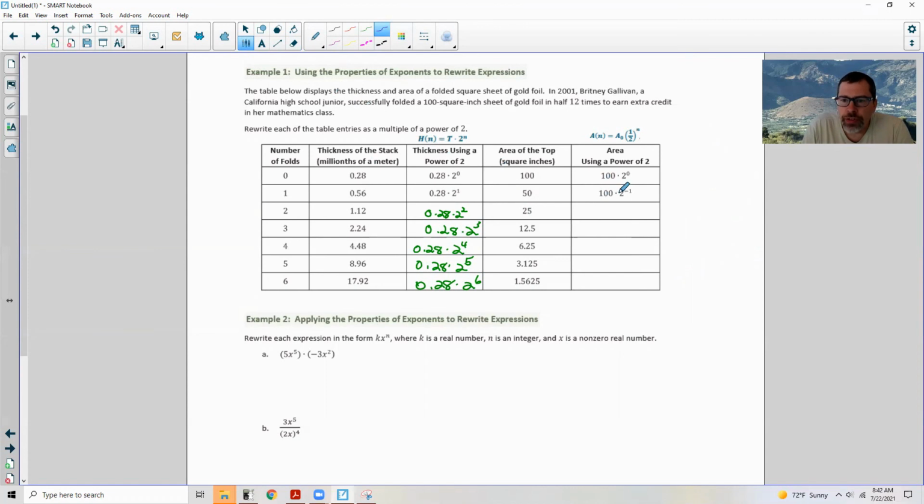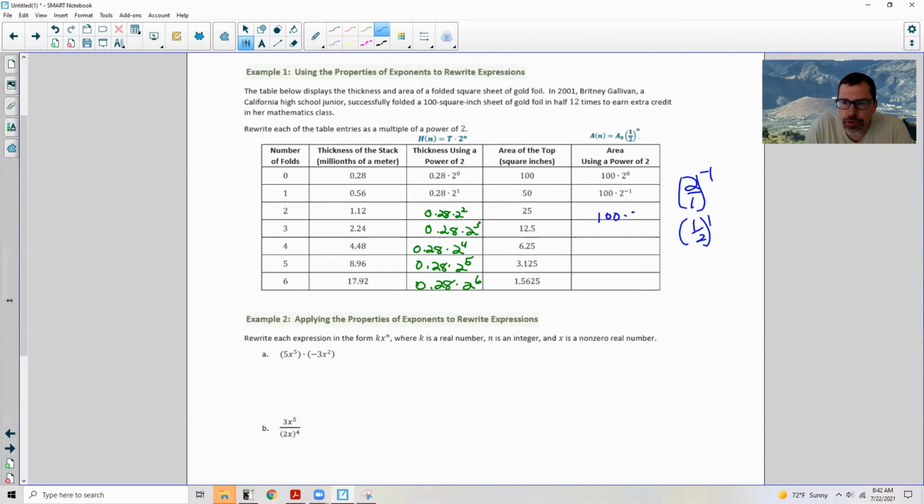So 100 times 2 to the negative 1. 2 to the negative 1 is a half, right? Remember I showed you 2 over 1 to the negative 1 would be the same as 1/2 to the positive 1. So 100 times 1/2 is 50.